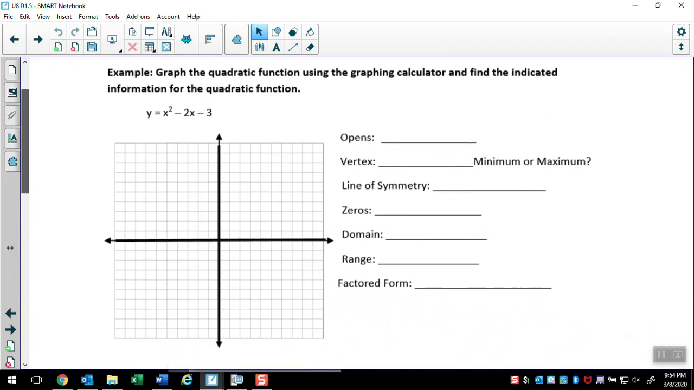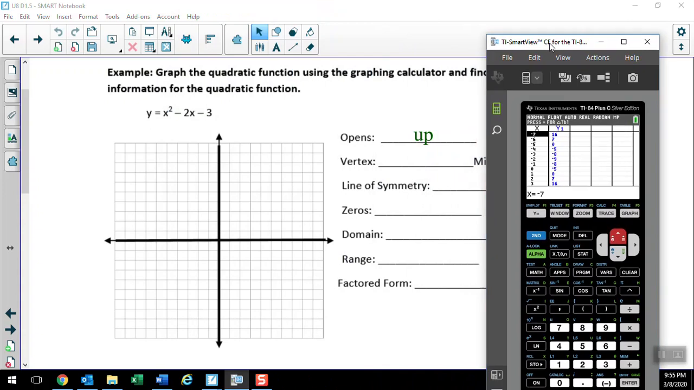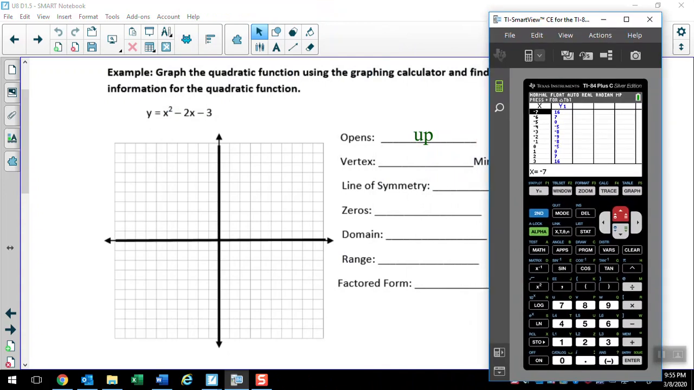All right, so now let's take a look at this one here. Now we're going to actually graph it. And I'm going to show you how to use the graphing calculator to help us find some of the information. First we're going to determine: does it open up or down? Well, my a value, the coefficient of x squared, is positive. That tells us it opens up. All right, now let's use our graphing calculator to find that vertex. And here's how we do that.